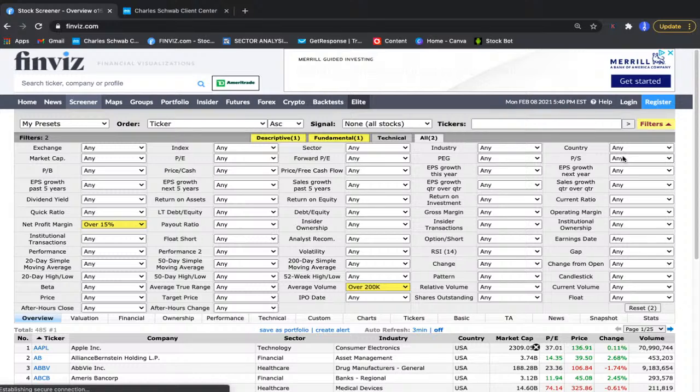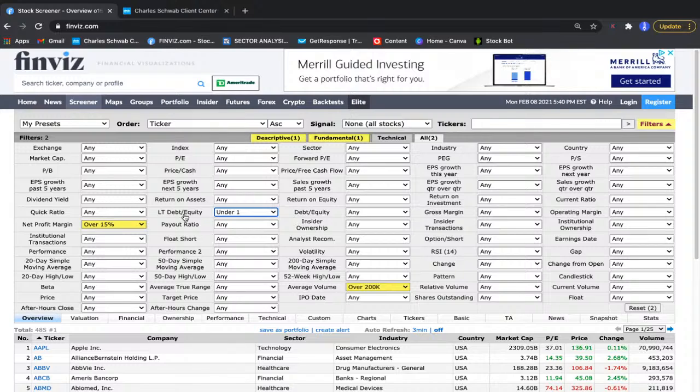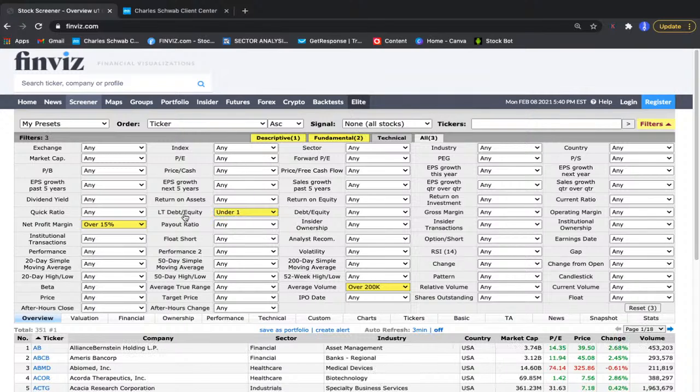Another one, well, I'll save that one for later. Here's a good one. We're going to look at the long-term debt to equity. So I want that under 1. If you don't understand what that is, just think of it this way. If we compare all of their long-term debt to all of their equity within the company, what is that ratio? What does that relationship look like?